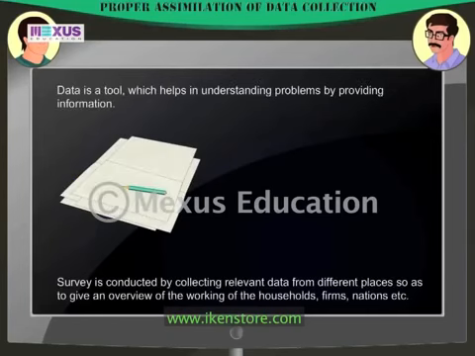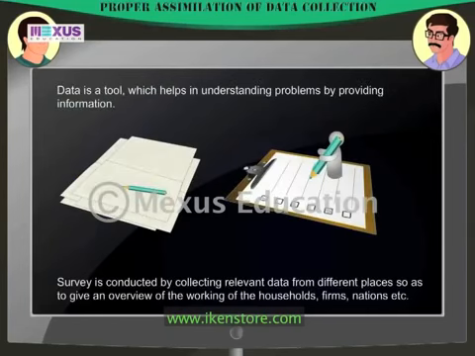We enumerators collect information from households or industries. We then analyze the data and show a bigger picture of its working. Data, thus, is a tool which helps in understanding problems by providing information. Hence, by collecting relevant data from different places, we conduct a survey which gives us an overview of its working of households, firms, nations, and so on.